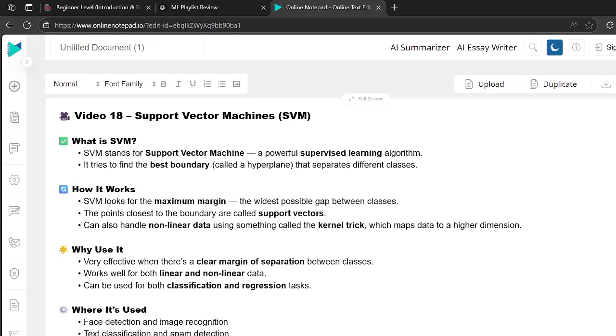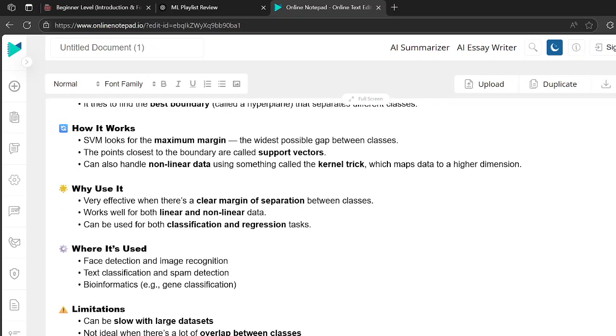It can also handle nonlinear data using something called the kernel trick, which maps data to a higher dimension, right? The data is being mapped to a bigger dimension, like 1D to 2D, 2D to 3D, and so on. We will be learning more about it in future videos. For now, just try to understand the basics.